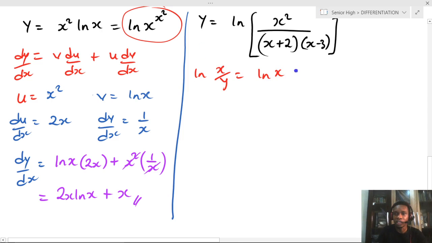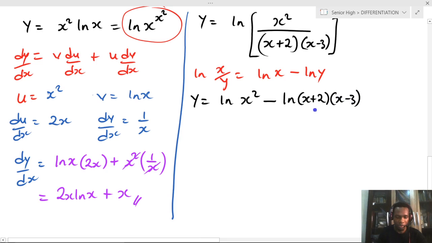Ln x minus ln y, right? So breaking it down here, we know that our y is equal to ln x squared minus ln x plus 2 x minus 3.